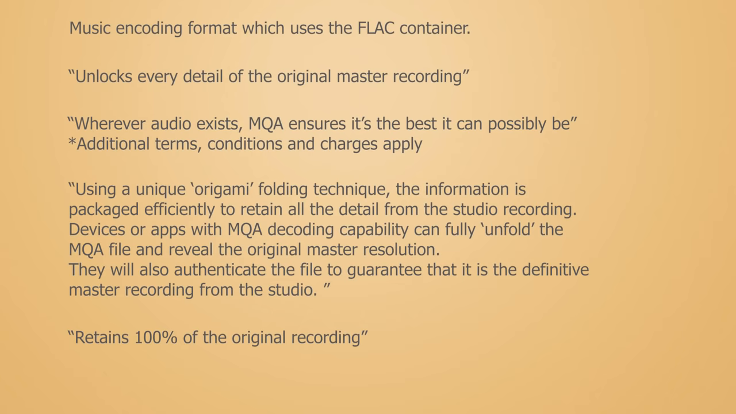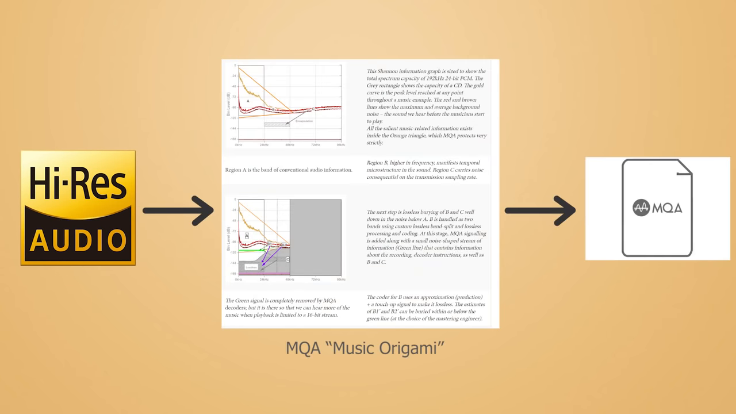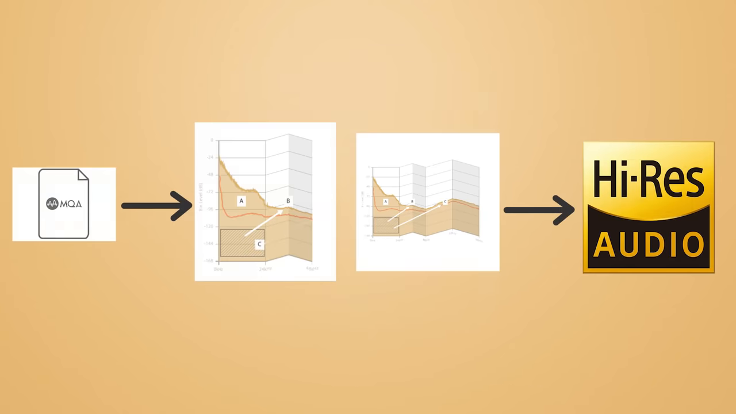of the original recording. The claim is that it takes original high-resolution studio recordings and folds the information into a 44.1 kHz file, by encoding what was the high-frequency information down under the noise floor of the audible band. Theoretically, this can then be played back natively on a standard DAC with just the 20Hz to 20 kHz information available, or it can be unfolded back to high resolution.